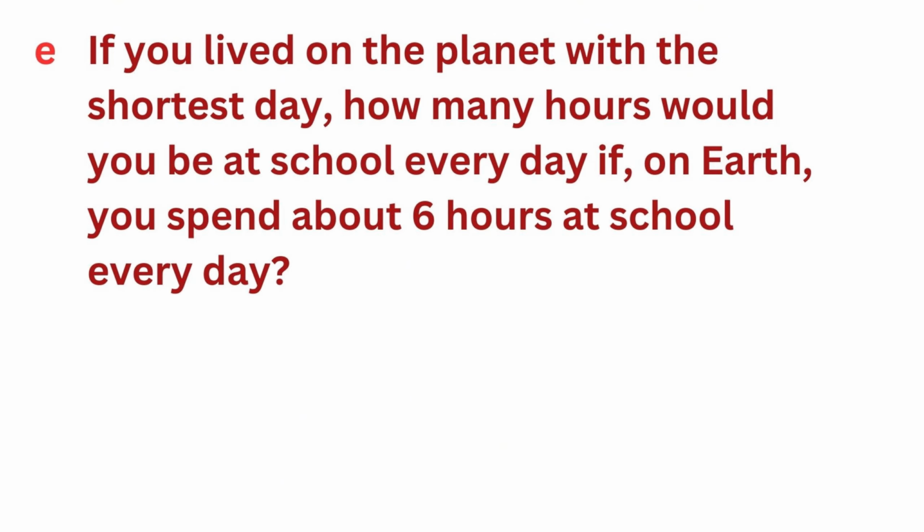If you live on the planet with the shortest day, how many hours would you be at school every day if, on Earth, you spend about 6 hours at school every day? So it will be 2.5 hours. Because 6 hours on Earth is 1/4 of 24 hours. So on Jupiter, 1/4 of 10 hours is 2.5 hours.